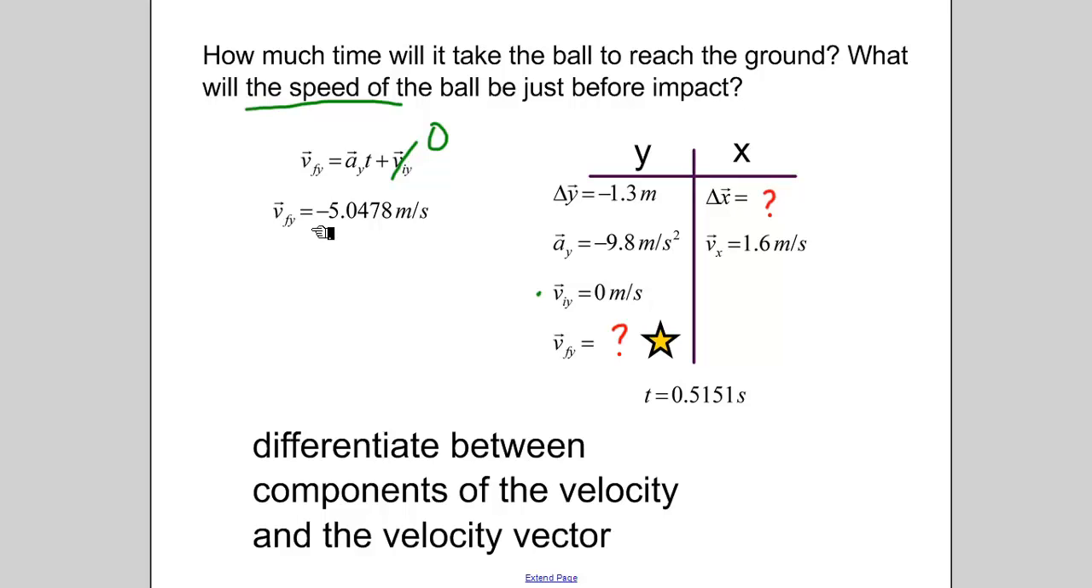Here's another mistake. People stop the problem here. They say the speed at the bottom was 5.04 blah blah blah meters per second. That is not the speed at the bottom. That is the y component of the velocity. It's a different thing. Let's see how that is related to the speed at the bottom.